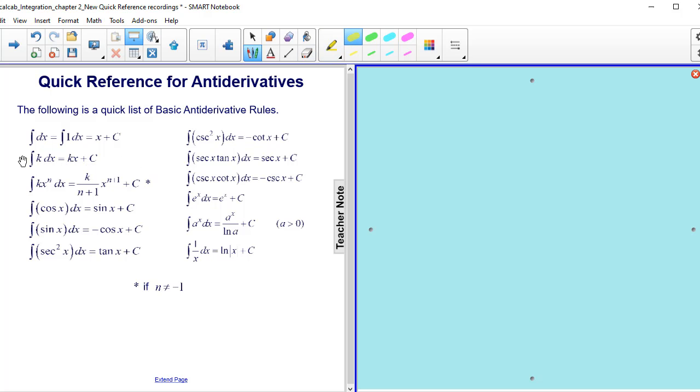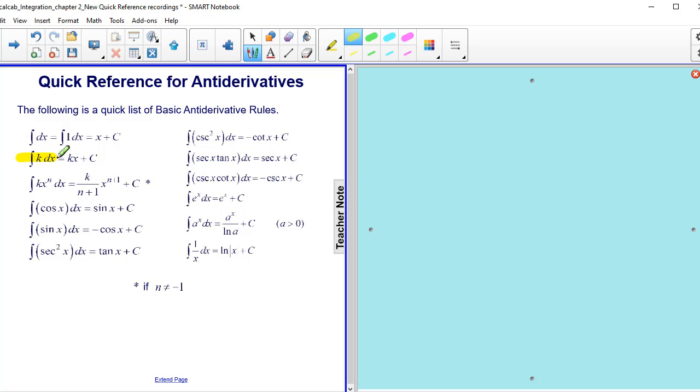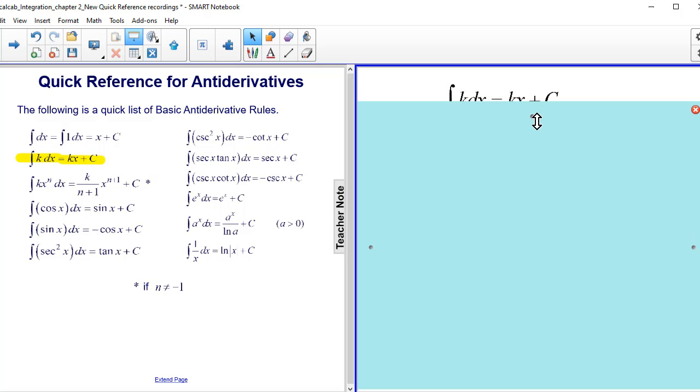The first one I'm going to look at is actually right here, the antiderivative of k dx. And in the list, of course, we tell you that the answer is going to be kx plus c. So let's look at that a little more thoroughly so you get an idea of how to use this list and how helpful it is.